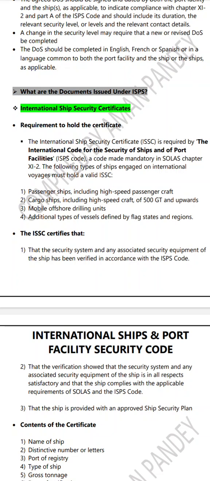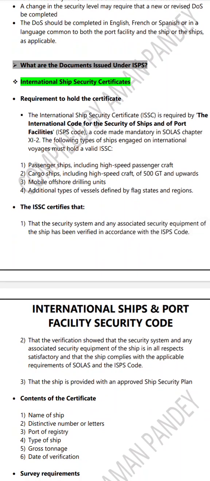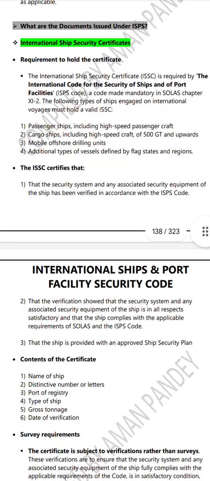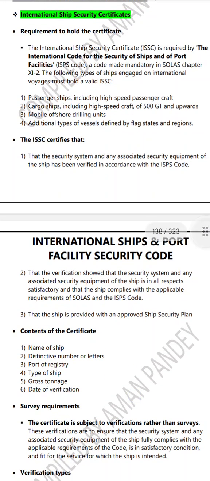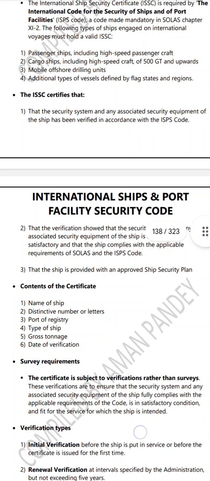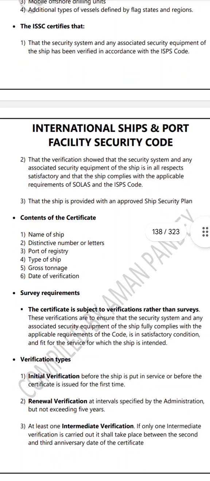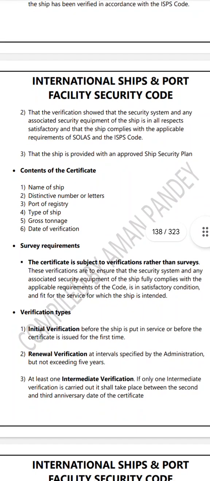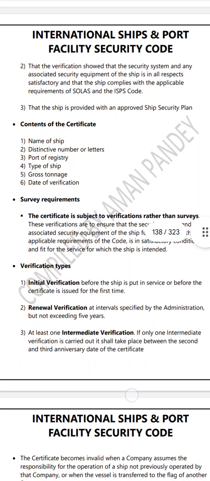It applies to passenger ships including high speed craft, cargo ships including high speed craft of 500 gross tonnage and upward, and mobile offshore drilling units, with additional types defined by flag state region. The ISSC certifies that the ship security system and any associated security equipment has been verified in accordance with the ISPS code. Verification shows that the security system and any associated security equipment of the ship is in all respects satisfactory, that the ship complies with the applicable requirements of SOLAS and the ISPS code, and that the ship is provided with an approved ship security plan.